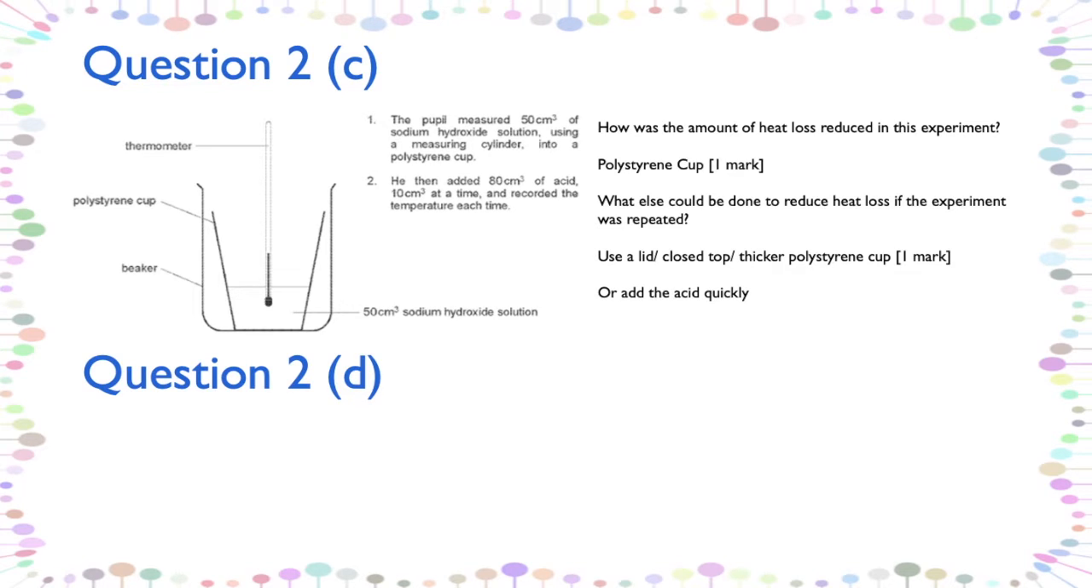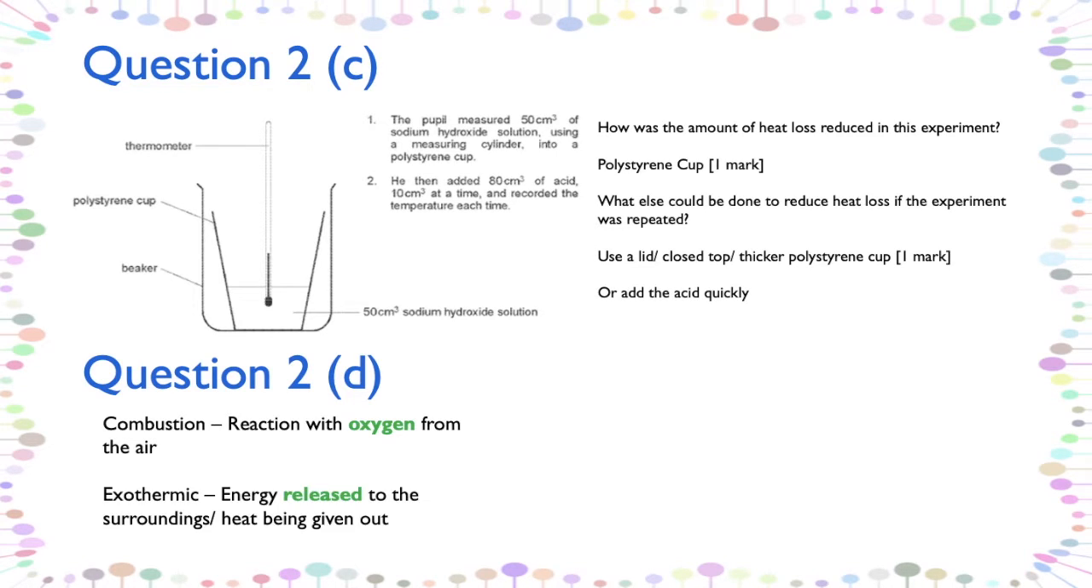And for question 2D, you need to find a word that best describes this reaction. So from the 4 words, combustion, exothermic, endothermic, and oxidation, it's best to write their definitions and see which one fits. So combustion reactions are reactions with oxygen from the air.